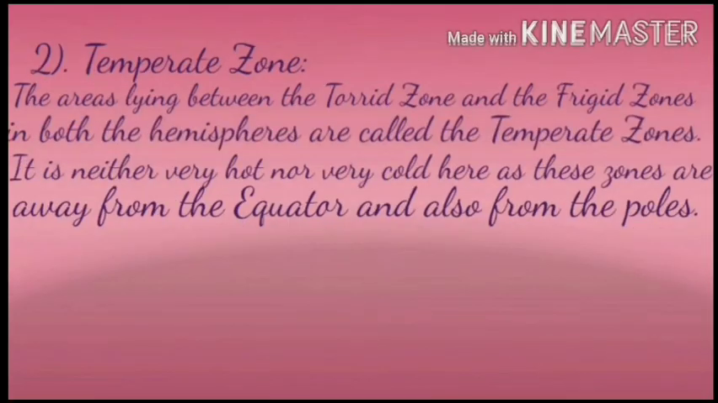2. Temperate zone. The areas lying between the torrid zone and the frigid zone in both the hemispheres are called the temperate zones. It is neither very hot nor very cold here as these zones are away from the equator and also from the poles.